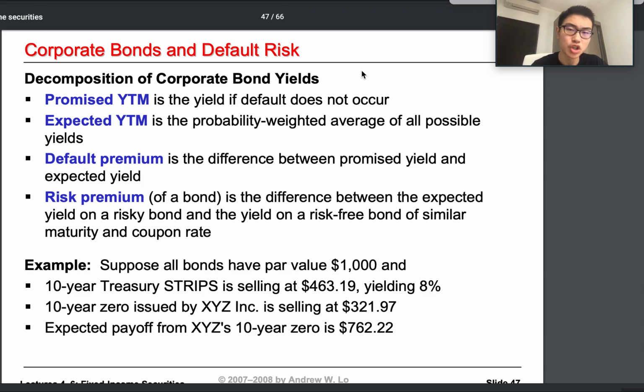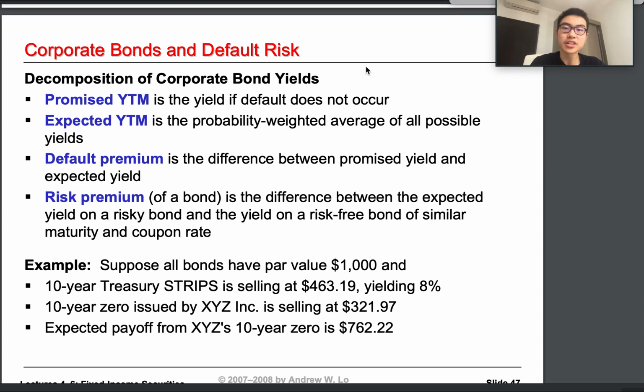So first is the promised yield to maturity, YTM, which is the yield if default does not occur, which means no risk, which means the risk did not really play a part. And the second terminology is expected yield to maturity, which is a probability weighted average of all possible yields. And there's a default premium, which is the difference between the promised yield and expected yield. Promised yield is basically if default does not occur, so we are making an assumption right here. And expected yield is actually the probability of the yield.